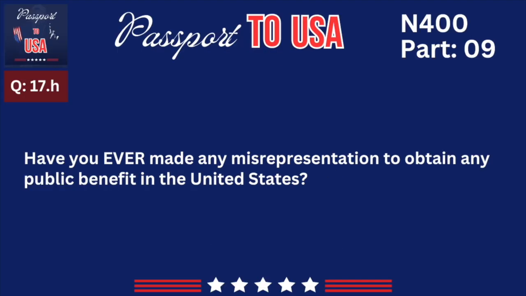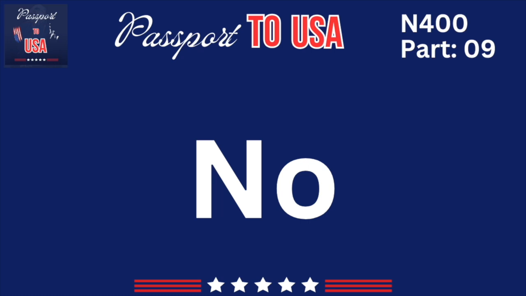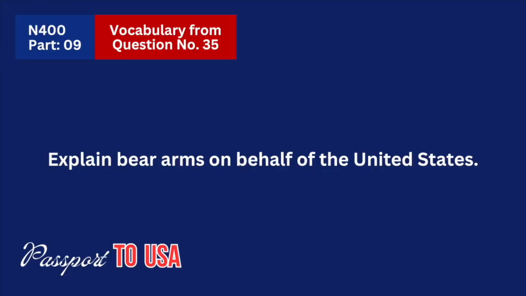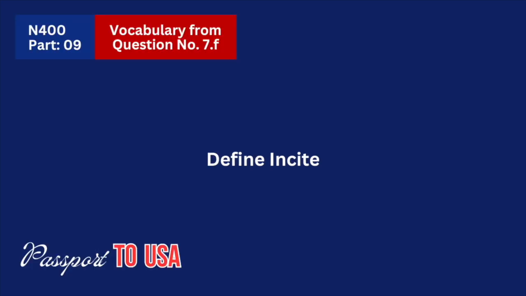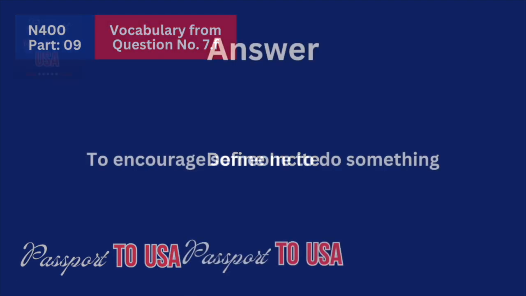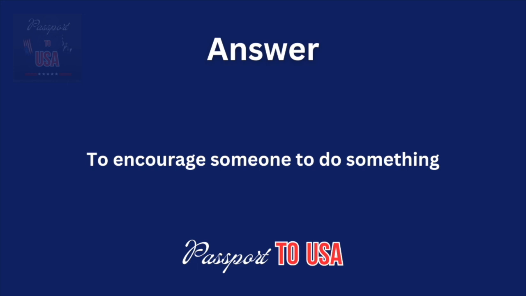Have you ever made any misrepresentation to obtain any public benefit in the United States? No. Explain. Bear arms on behalf of the United States. Use a gun to defend the United States during a war. Define. Incite. To encourage someone to do something.